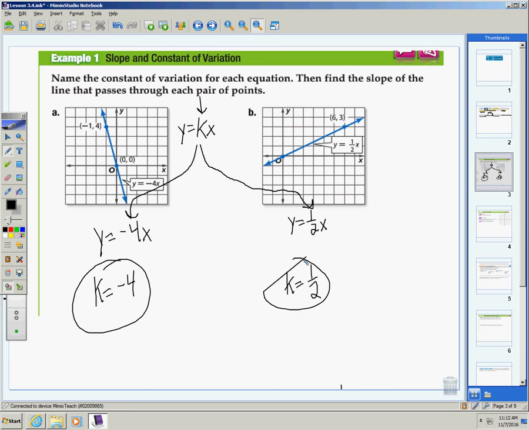Direct variation is always in the form y equals kx. If you remember k is the slope, it's very easy to look at a graph or look at an equation and find out what your constant of variation is.